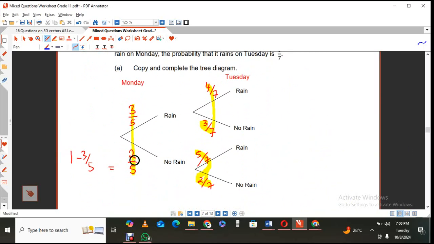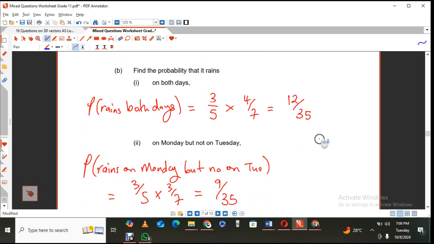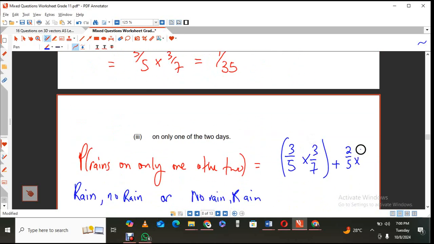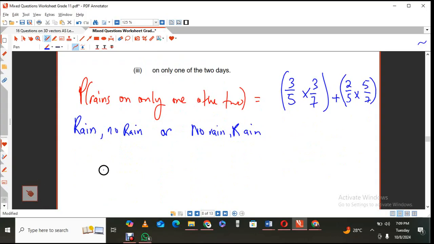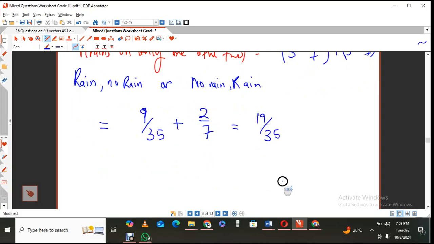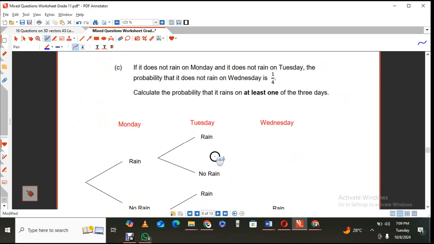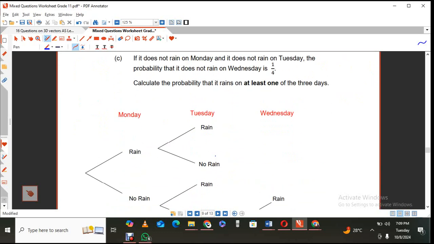2/5, 2/5, no rain, times 5/7, rain, 5/7. So it's just a matter of you grabbing your calculator and getting that answer. So I'm just going to write it under here. So the first fraction, that's 9/35, like what we saw before, plus 2/7 times 5/5, so the 5's cancel. And then you grab your calculator, you just add, and this is 19/35.